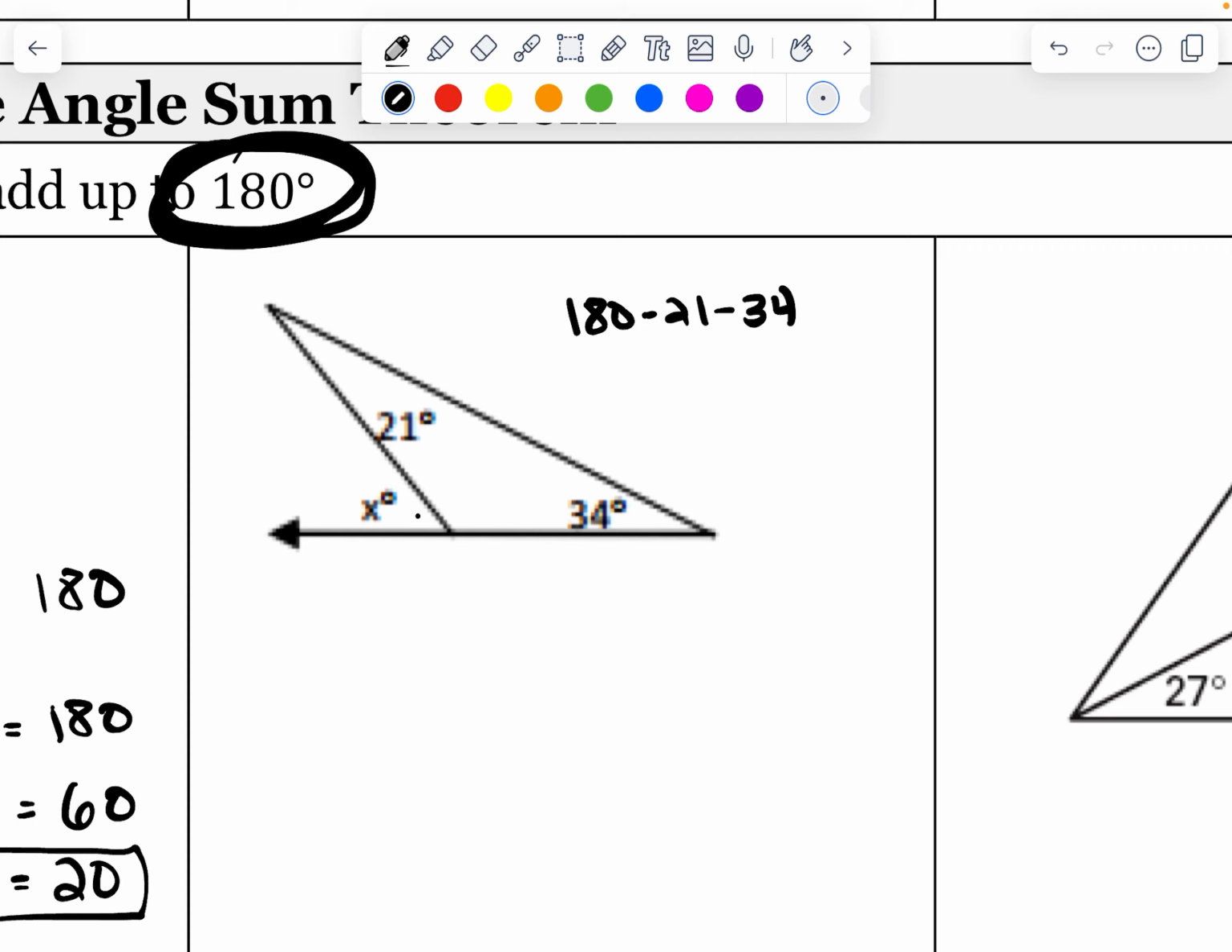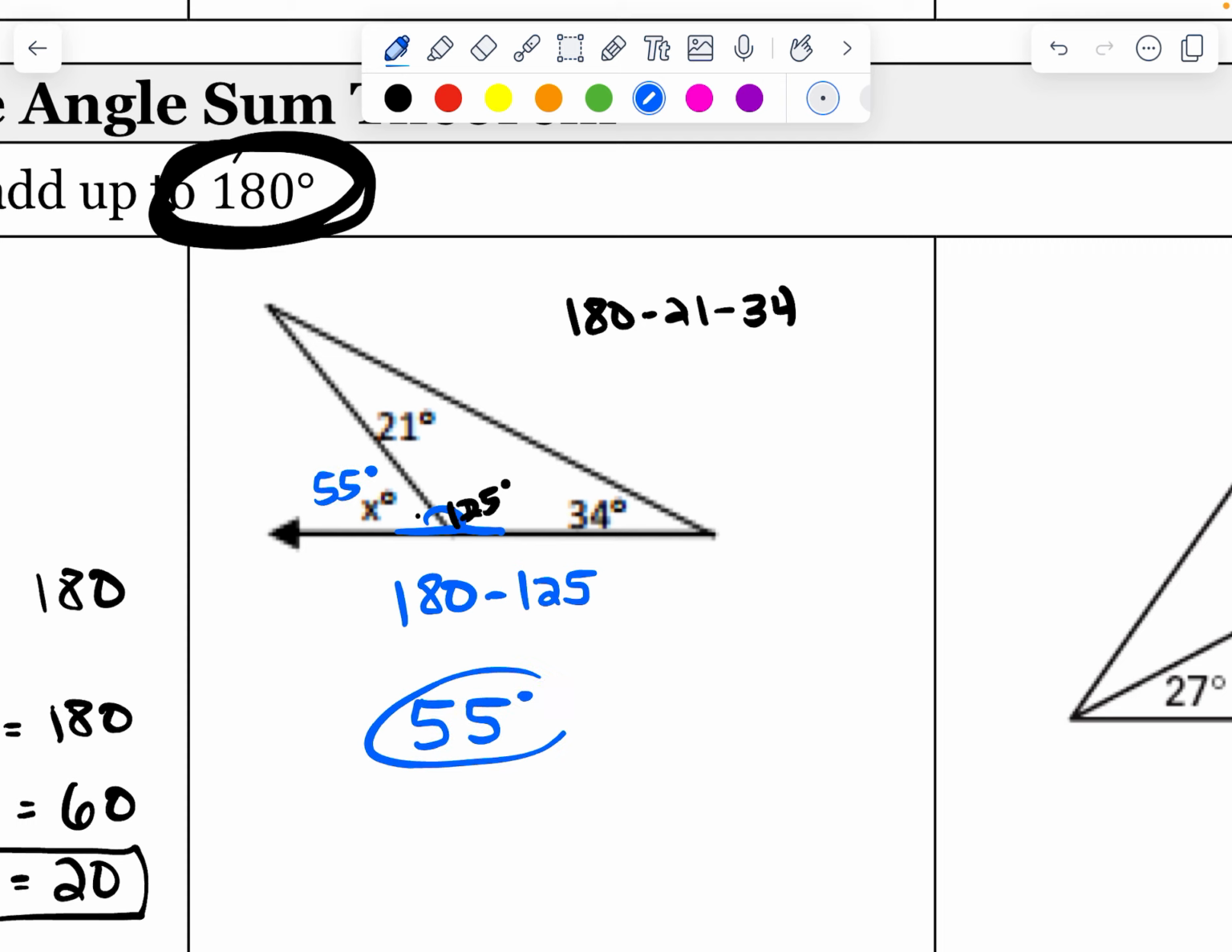180 minus 21 minus 34 is 125. So the inside here is 125. I've got myself an obtuse triangle, which means I can solve for x. I also know a straight line is 180. So 180 minus 125 is 55 degrees. This angle right here is 55 degrees.